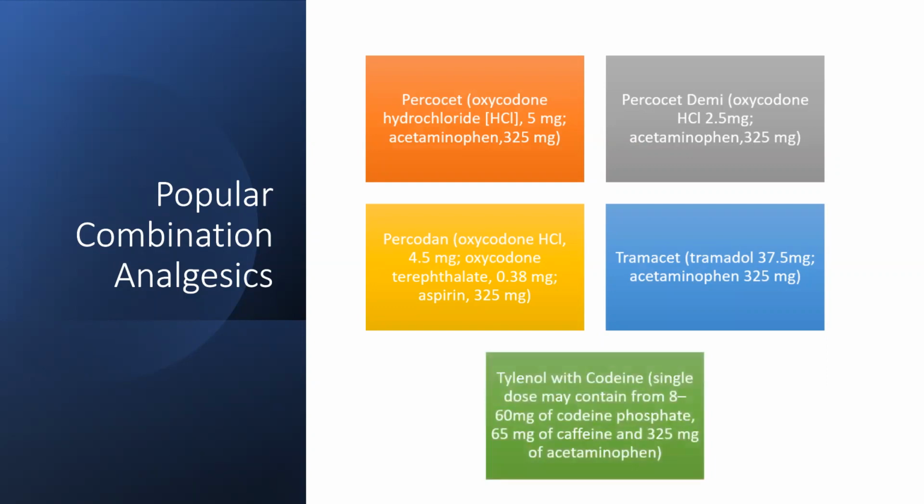Then we have Tylenol with codeine. A single dose may contain from 8 up to 60 milligrams of codeine phosphate, 65 milligrams of caffeine, and 325 milligrams of acetaminophen. So you will be remembering the names Percocet, Percocet Demi, Percodan, Tramacet, and Tylenol with codeine.